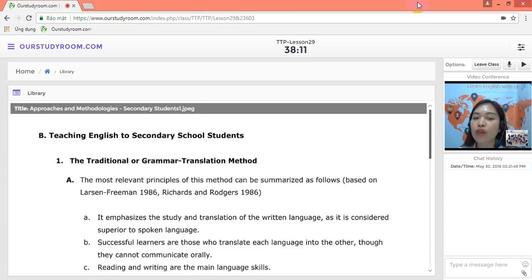Okay, thank you. So letter B, the main techniques used by the grammar translation method. It focuses on the teaching of the foreign language through the presentation of rules together with some exceptions and a list of vocabulary translated into the mother tongue. What do you mean by this one, teachers?